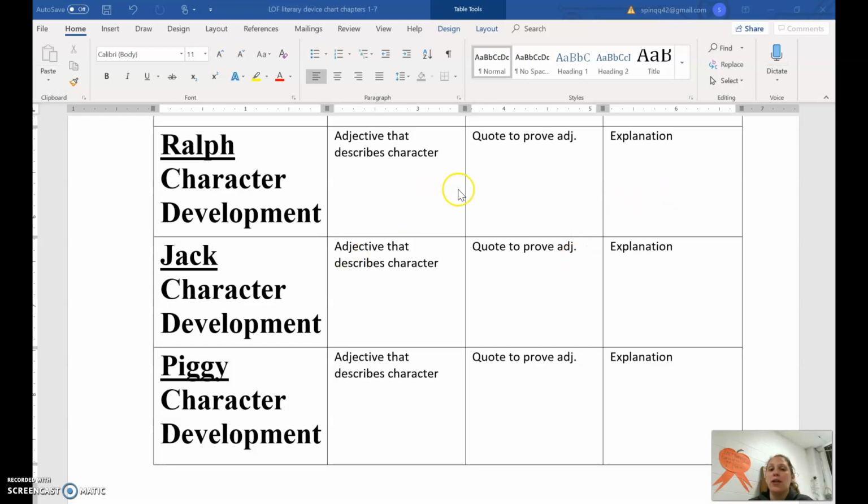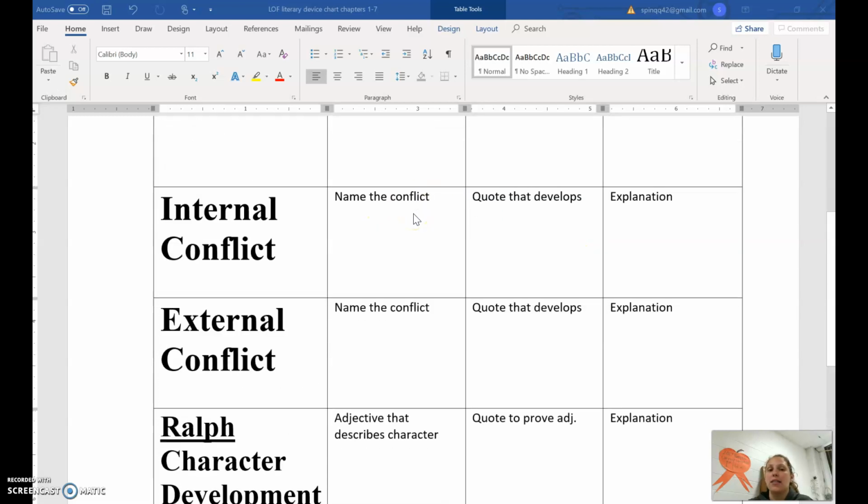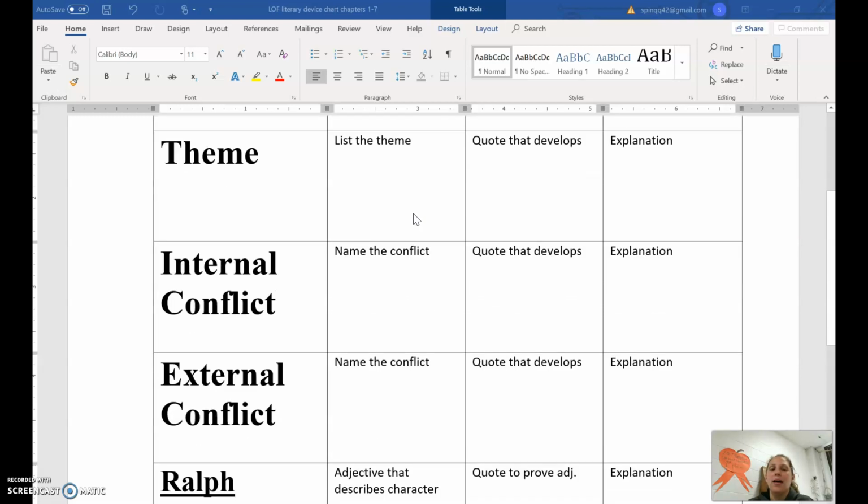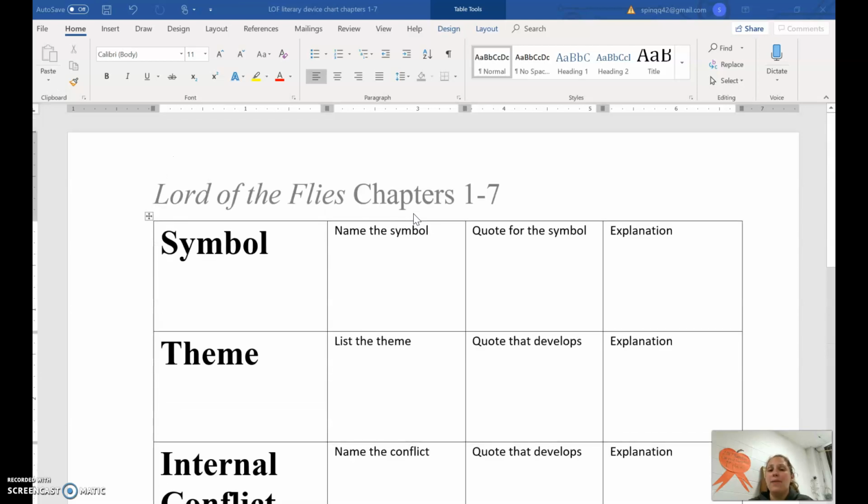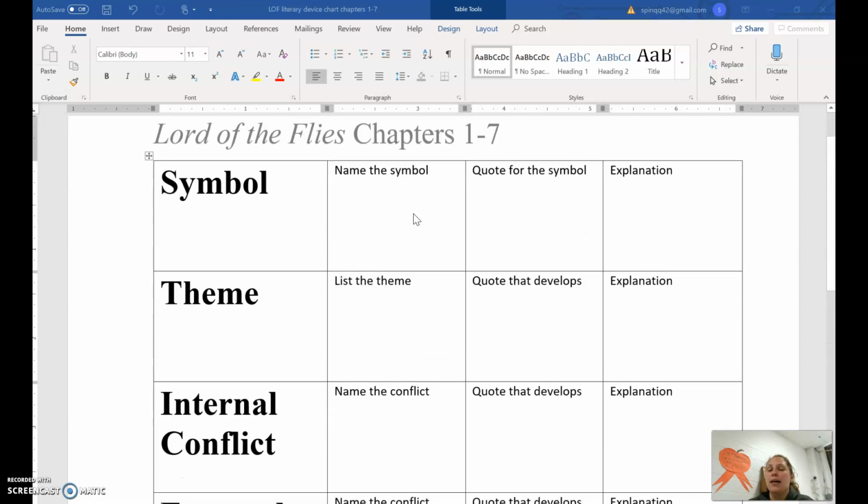So for that, really what I'm looking for is the importance of that adjective. Why is it the one that you chose, right? Same with external, internal conflict, theme, and symbol. Make sure that we're explaining, not only explaining the symbol or the theme, but also why it is the one that you chose for these chapters. Why is it the most important in all of these chapters?